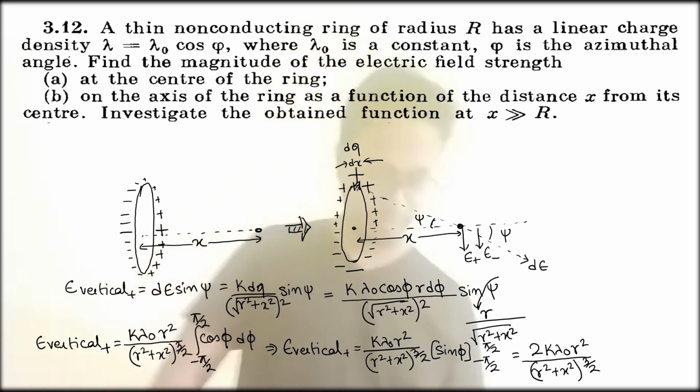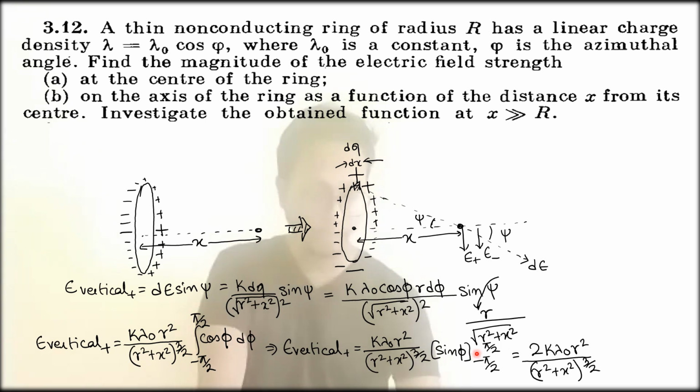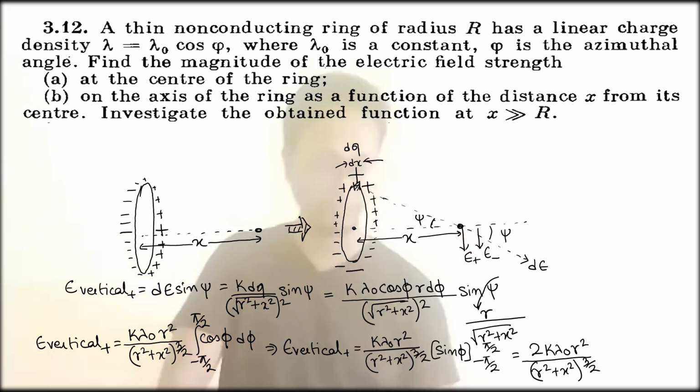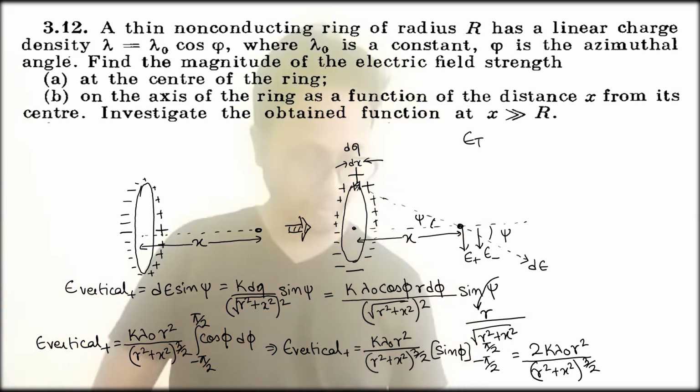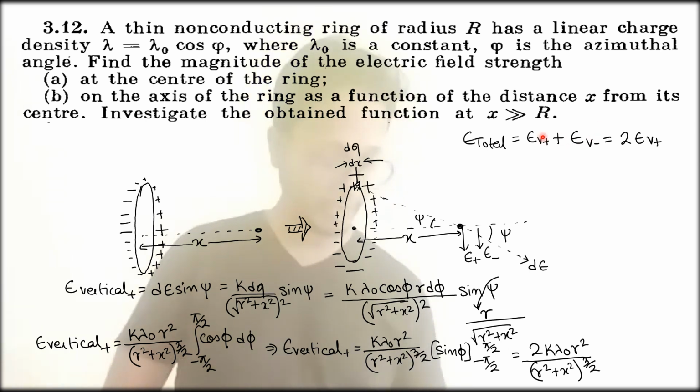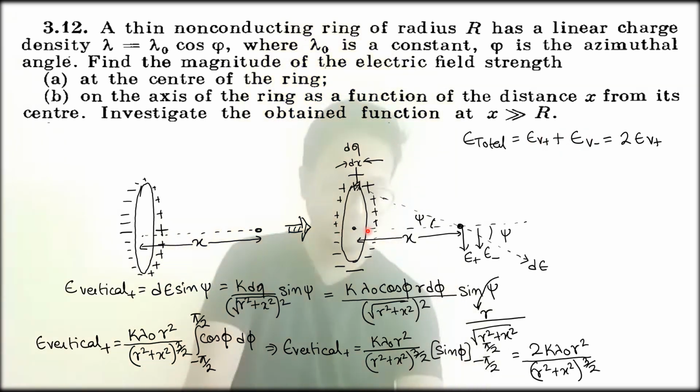Now, this vertical component of electric field is only due to this positive charge. The negative charge will have the same magnitude as this positive charge. So the total electric field is equal to the vertical component of electric field due to the positive charge plus the vertical component due to the negative charge, which is twice the vertical component due to the positive charge, because both of them have the same magnitude due to symmetry.